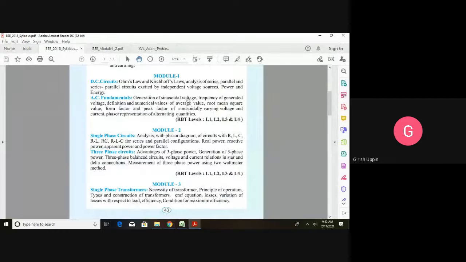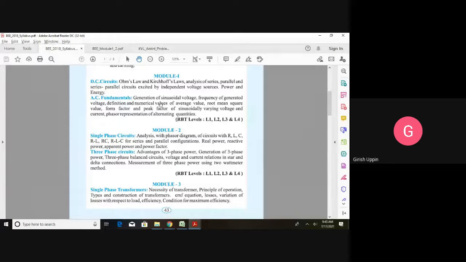Generation of a sinusoidal voltage, I would say not very important, but an important question. Generation of a sinusoidal voltage, then frequency of the generated voltage, then definition and numerical values of the average value, root mean square value, form factor. You have to remember the formula for the form factor and the peak factor of a sinusoidally varying voltage, and phasor diagrams. Okay, phasor representation of the alternating quantities.